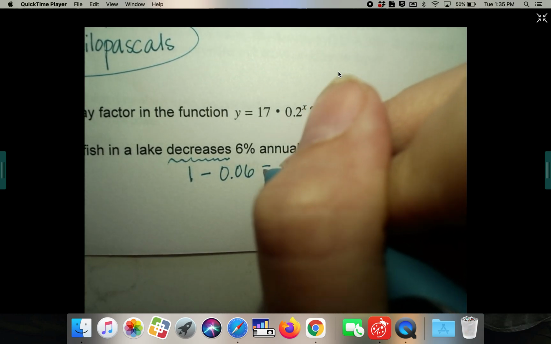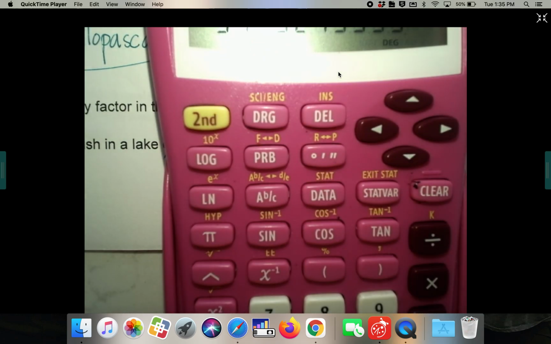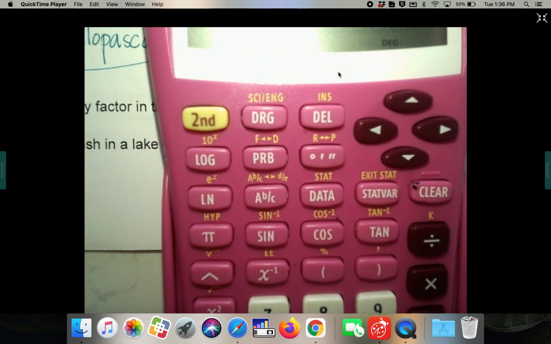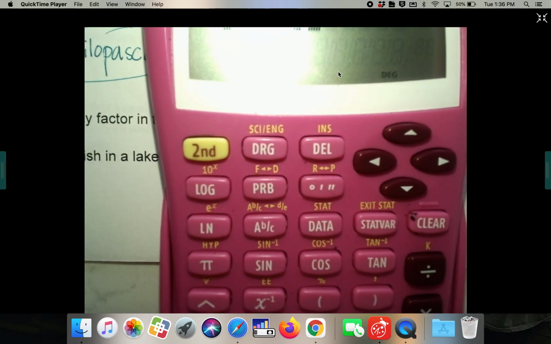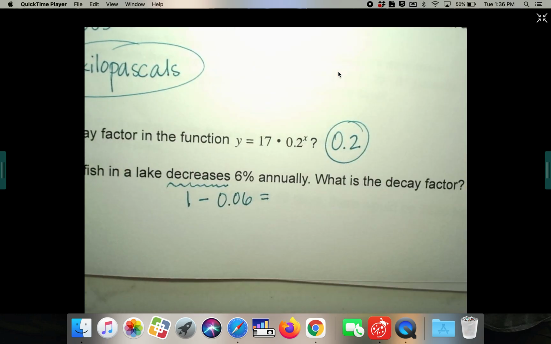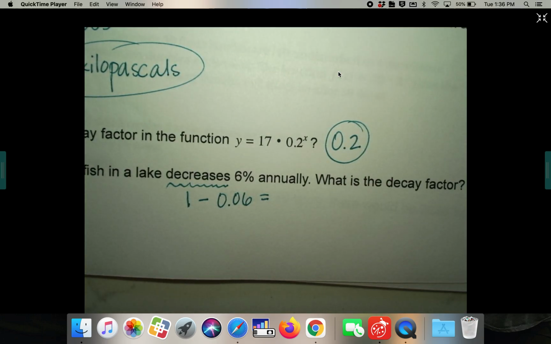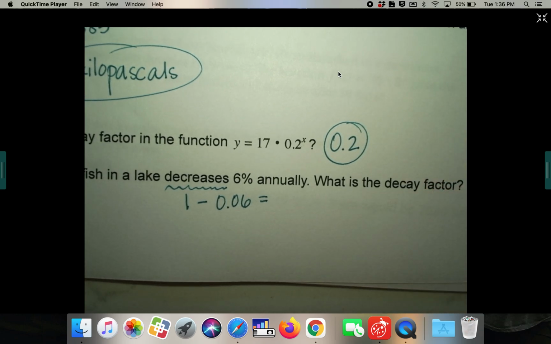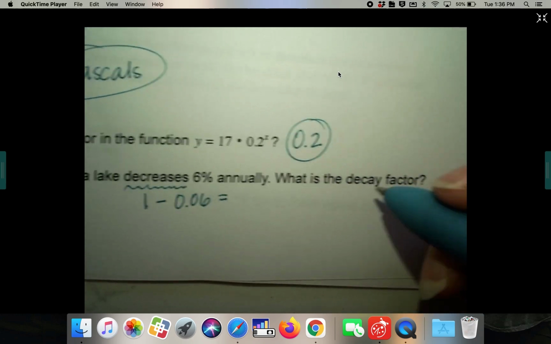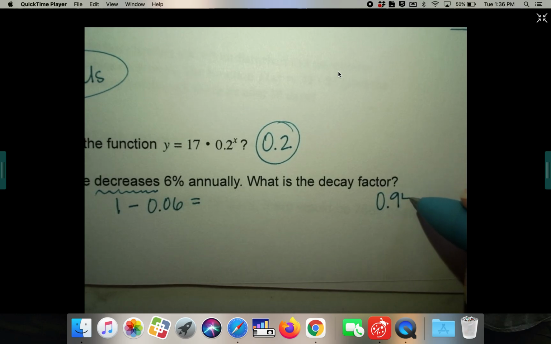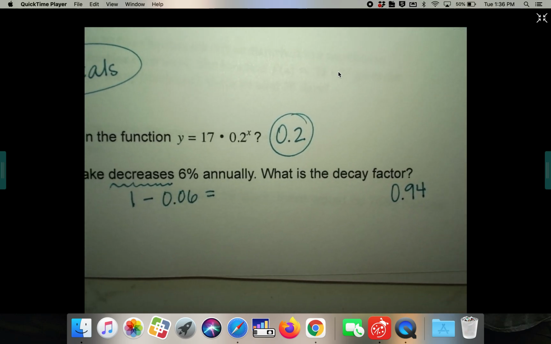So I need to subtract it from 1, so 1 minus 0.06 is 0.94. So the decay factor that we would multiply it by would be 0.94 if we were plugging it into our equation.